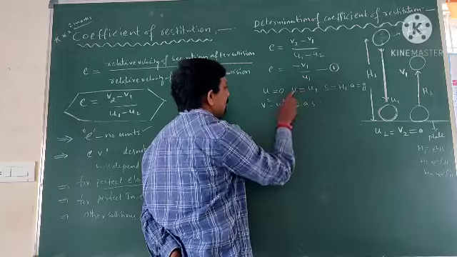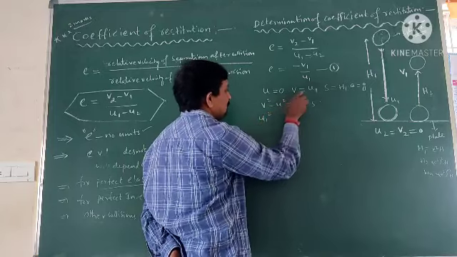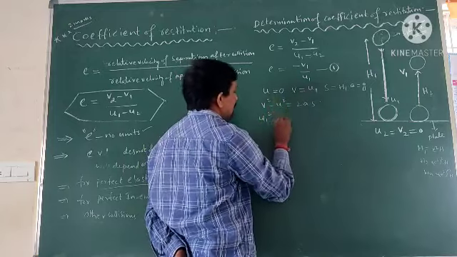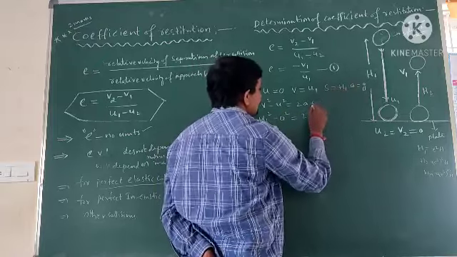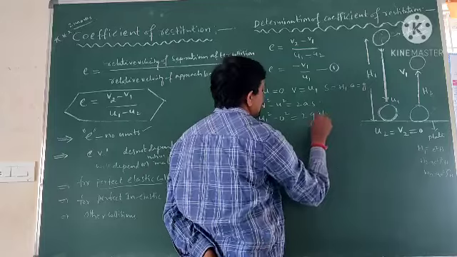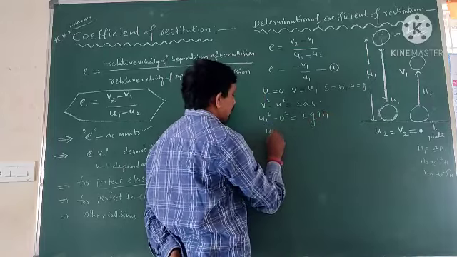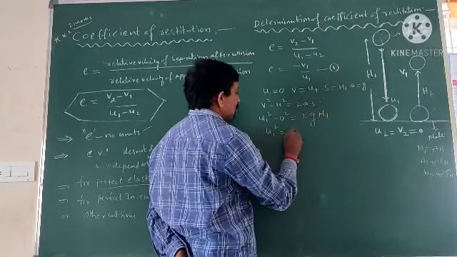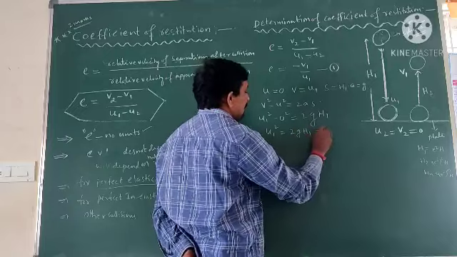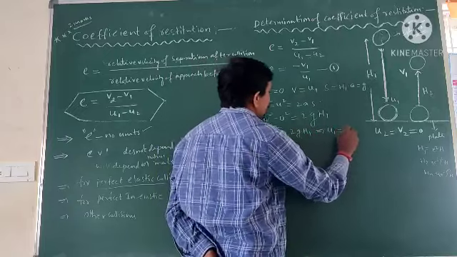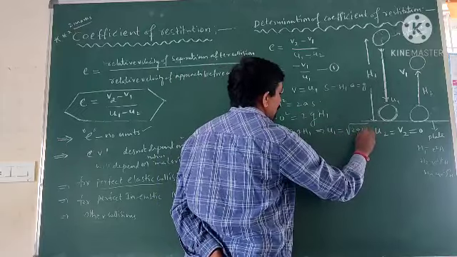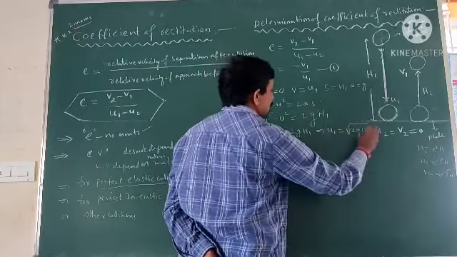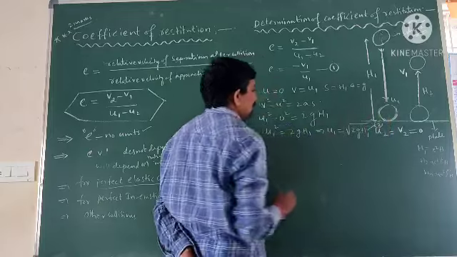Substituting the values: u1 square minus 0 square is equal to 2g h1, where a is equal to g and s is equal to h1. So the equation may be written as u1 square is equal to 2g h1, or u1 is equal to under root 2g h1. This is equation number 2.